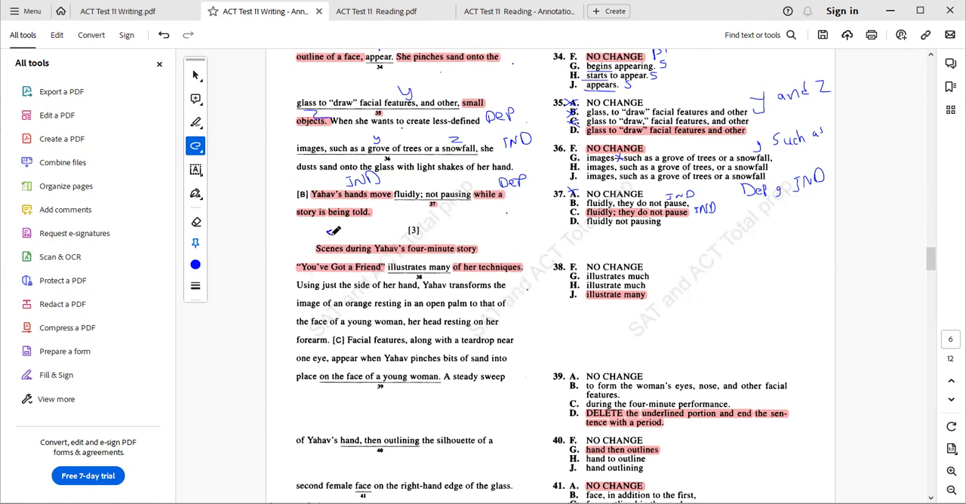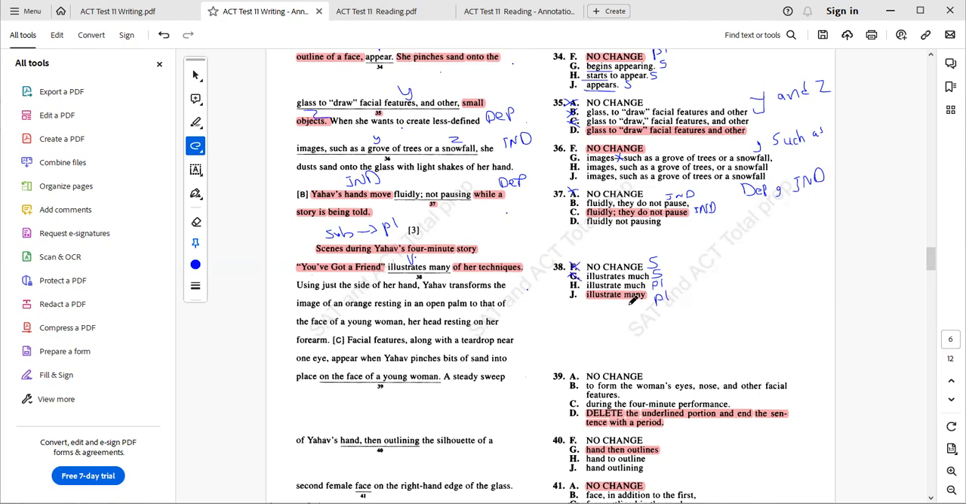Scenes during Gavin's 4-minute story. You've got a friend. This is the subject. Where is the verb? The verb is here. So let's go back right away to our rule for the verb. Illustrate singular. Illustrate singular. Illustrate plural. Illustrate plural. I can't use the odd one out. I have to decide singular or plural. The subject here is plural, so I need the plural. So cancel this and this.